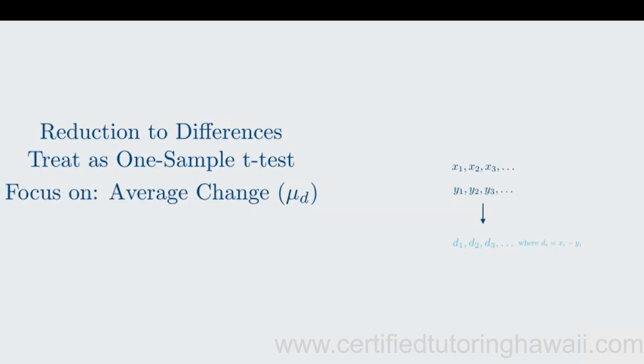Once you've confirmed it's matched pairs, remember that you are reducing those two lists into one list of differences. From that moment on, you treat it exactly like a one-sample t-test. This reduction is the key to the whole process. It simplifies the problem and allows us to focus on the average change or difference within the pairs. Let's dive into another practice scenario to sharpen our skills in identifying the correct setup.